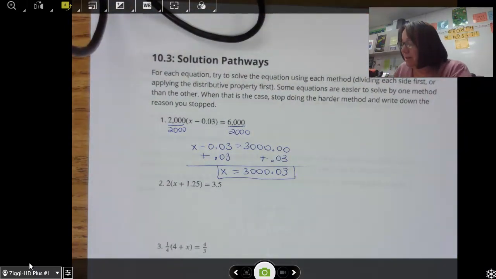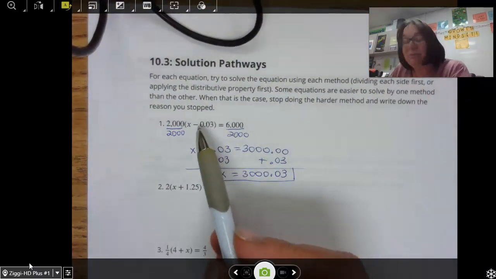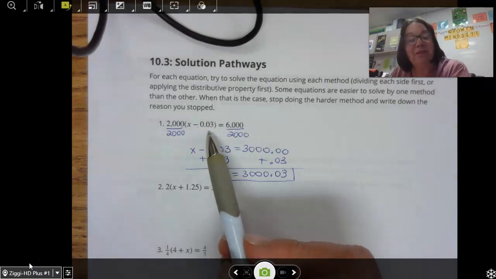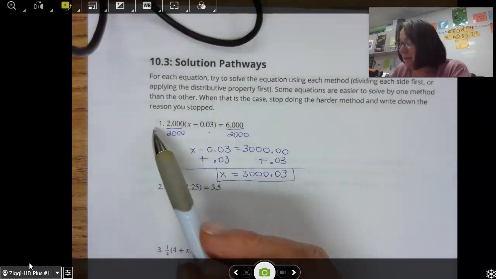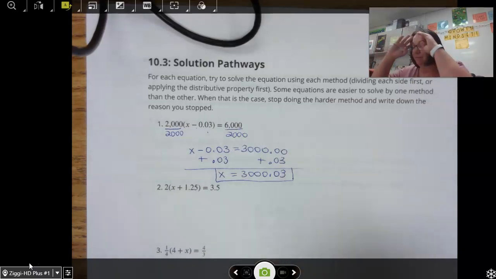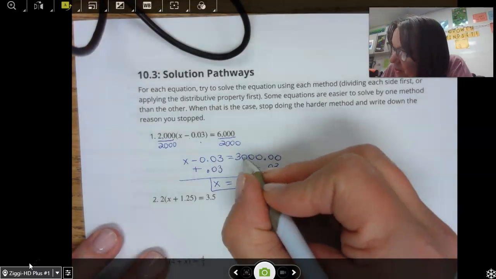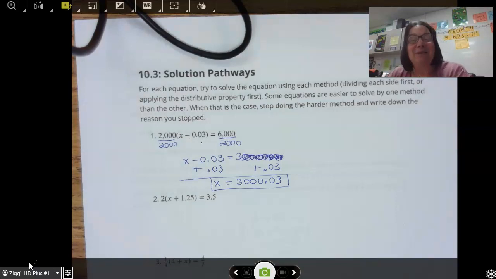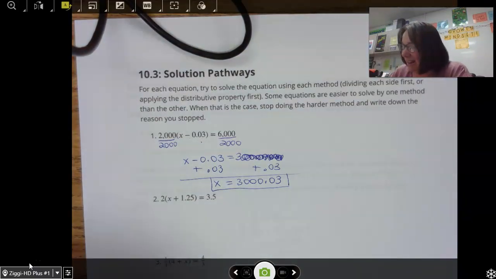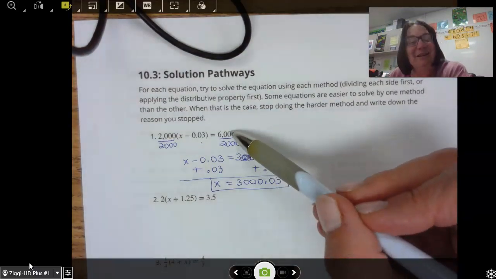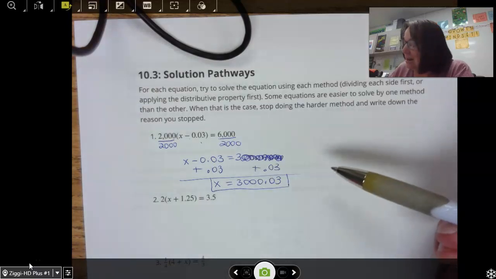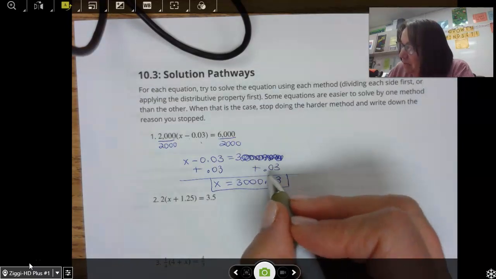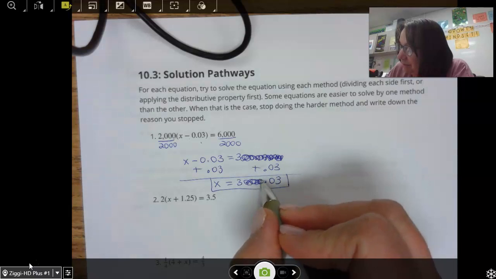And if we take 3000.03 and subtract 0.03, we end up with 3000 times 2000 would be 6000. Oh, I'm sorry. This is just 3, not 3000. Say, Mrs. Lamb, you are crazy. When I look at this, 6,000 divided by 2,000 is only 3, so our answer is 3.03.